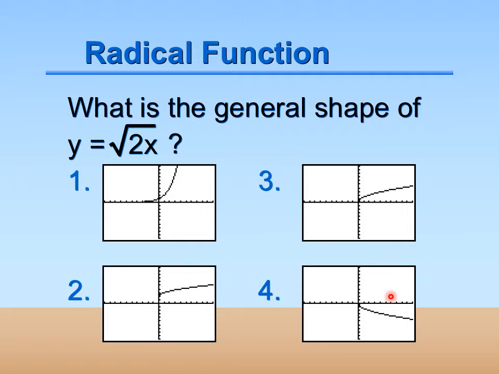And number 4, you notice that it's going downwards. And remember, we said that that was when you had a negative in front of the square root symbol, and we don't, which means that our answer would be number 3.